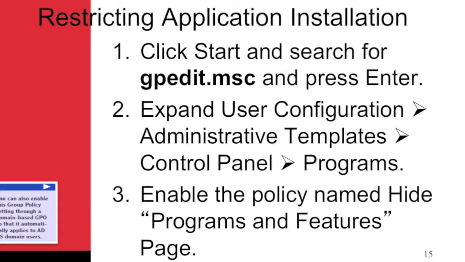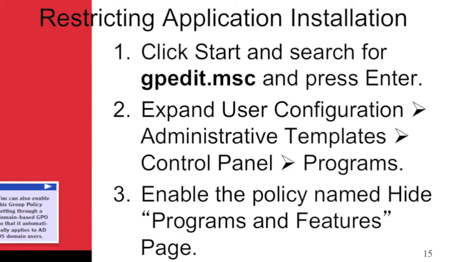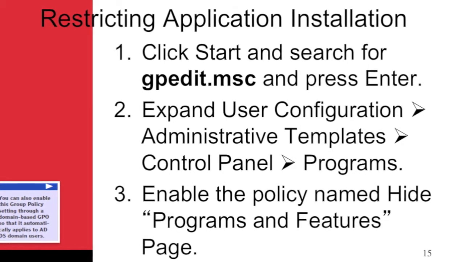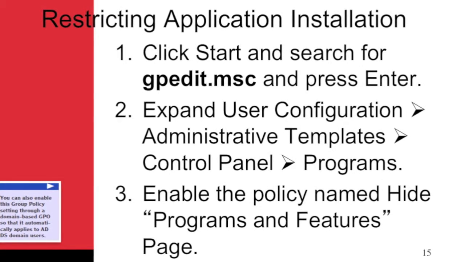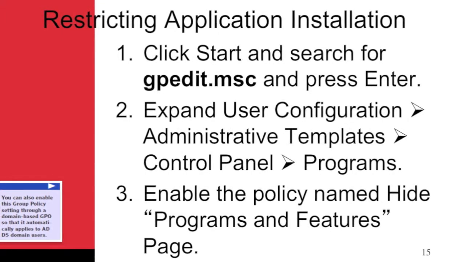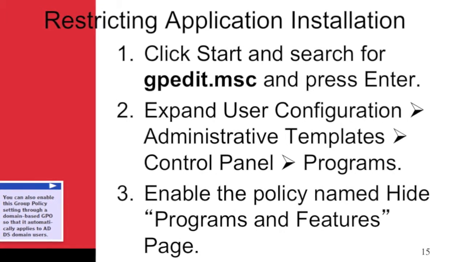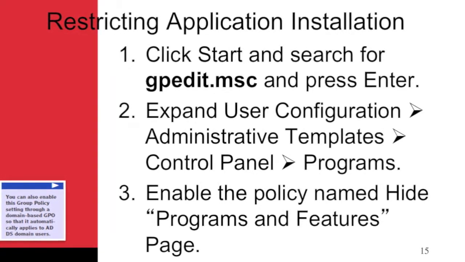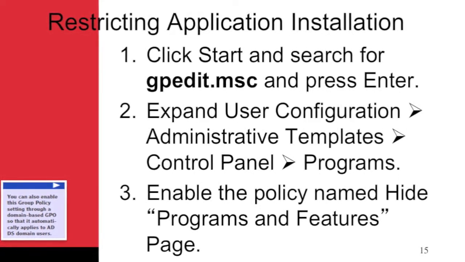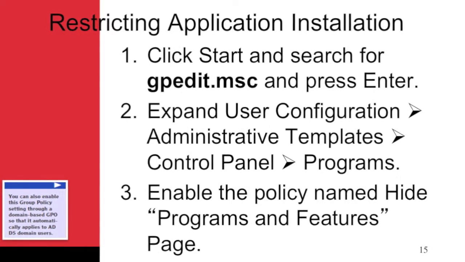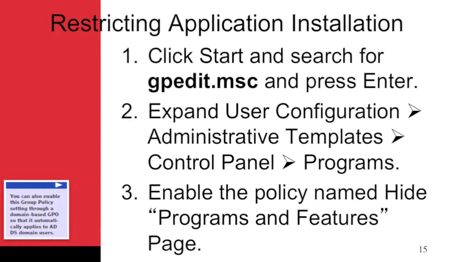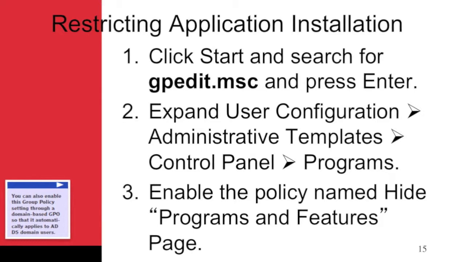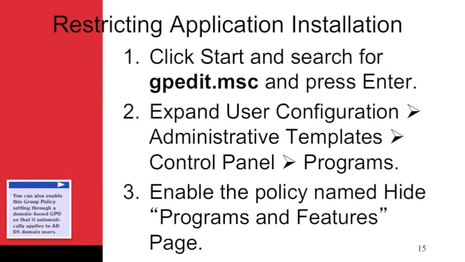You can use group policy to restrict application installations directly in two ways. First, you can remove the Programs and Features page so that users cannot add Windows operating system features that are not already installed on their machines. Second, you can explicitly restrict access to installation routines using AppLocker. To remove the Programs and Features page, follow these steps on a local machine.